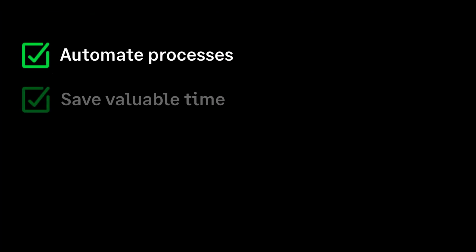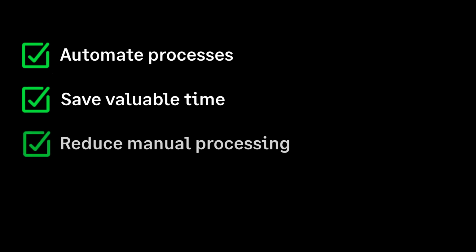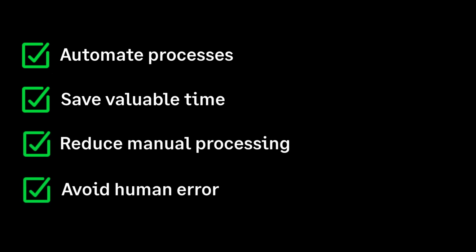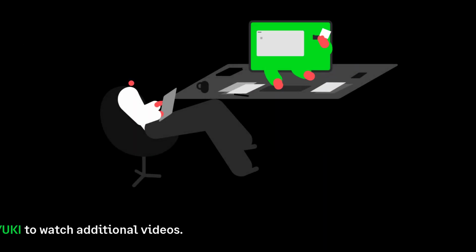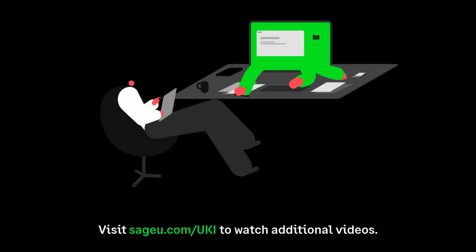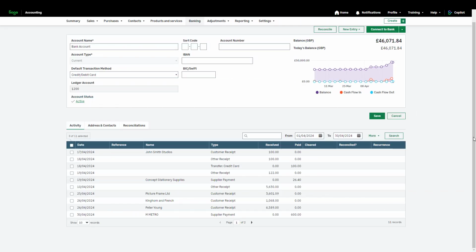Automate your processes, save valuable time, reduce manual processing, and avoid human error with bank feeds. Bank transactions are automatically imported into Sage Accounting, meaning less manual processing. Please visit Sage University to watch our videos on setting up and processing using bank feeds. For further information, access our Help Center by clicking Help at the top of Sage Accounting.